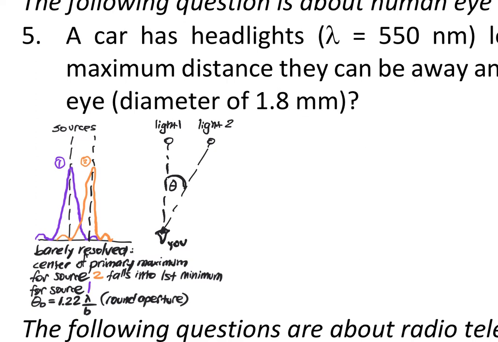So when those two sources are barely resolved, like if you see a car approaching and you just barely see that the headlights split into two, then that angular displacement from one headlight to your eye and the other headlight to your eye is going to be the same angle as that diffraction angle within your eye as the light passes through your pupil and focuses on your retina.